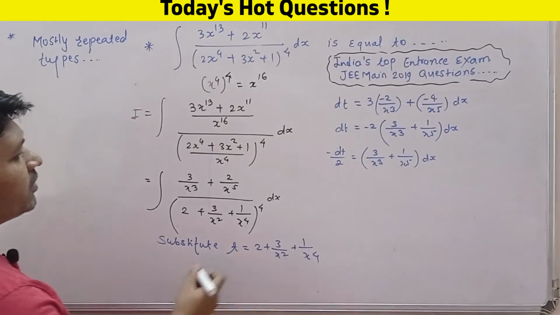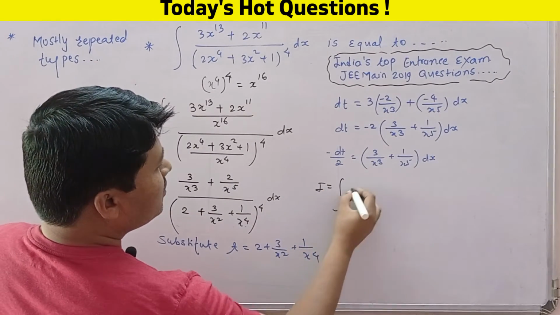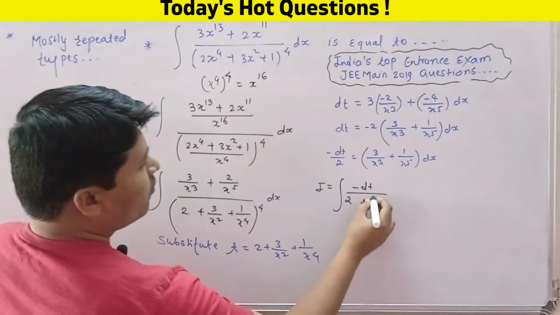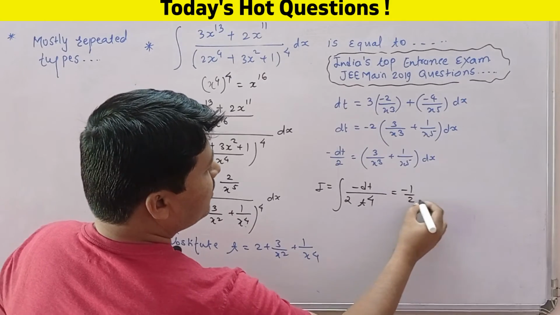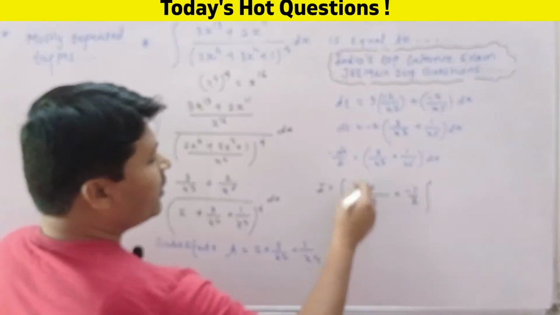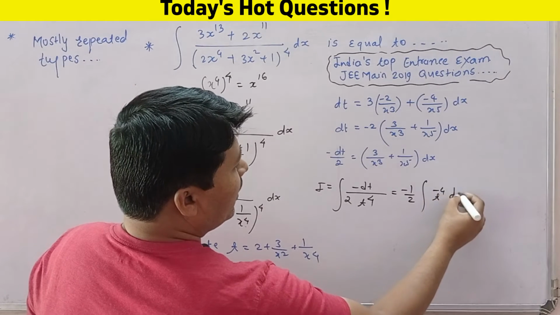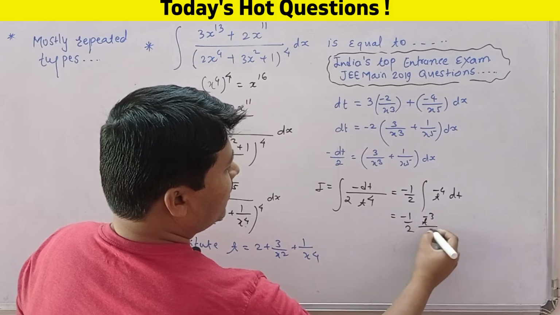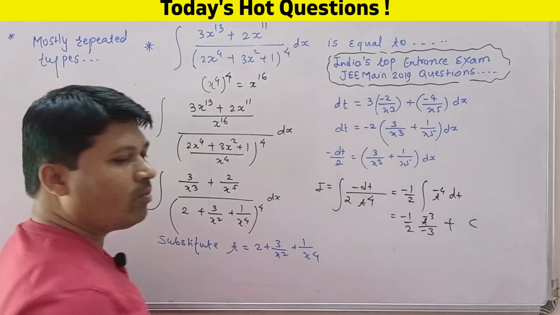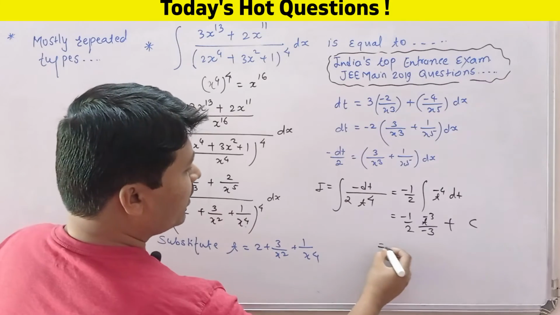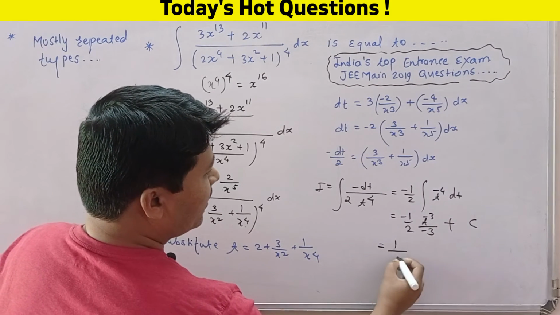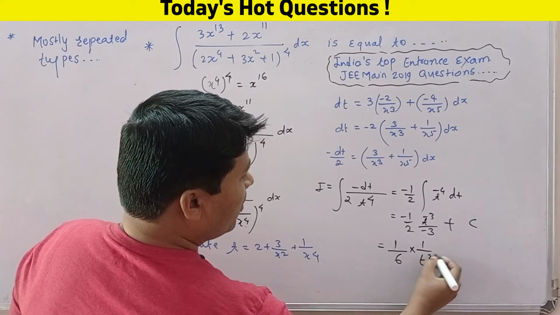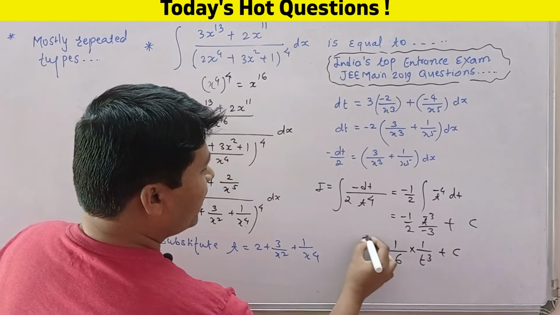Therefore this integration we can write as -dt/2 over t raised to power 4. So we can write the integral of -1/2 as the common term and t^-4 dt, and now we can find the integration. Therefore -3 divided by -3, plus the constant of integration; minus minus gives plus, so we get 1/6 times 1 upon t^3 plus the constant of integration, and this is I.